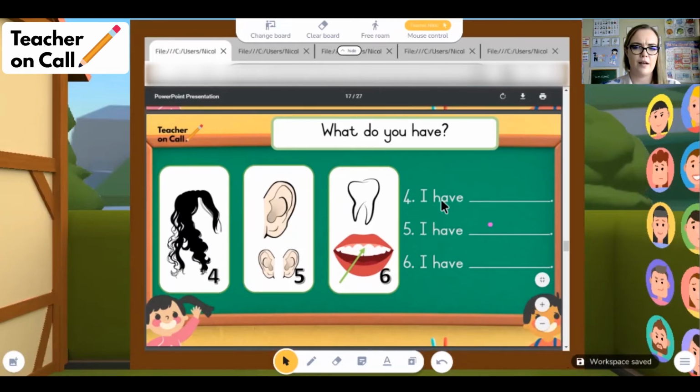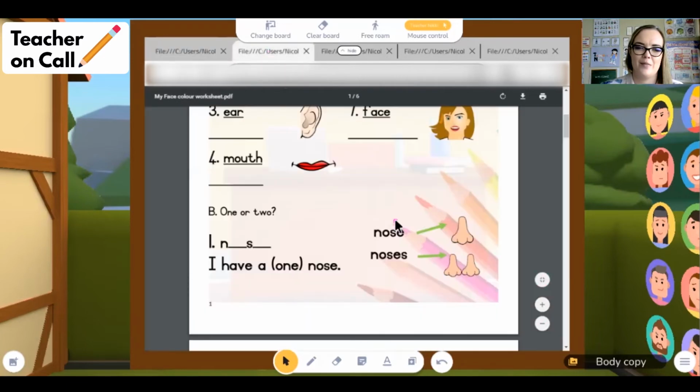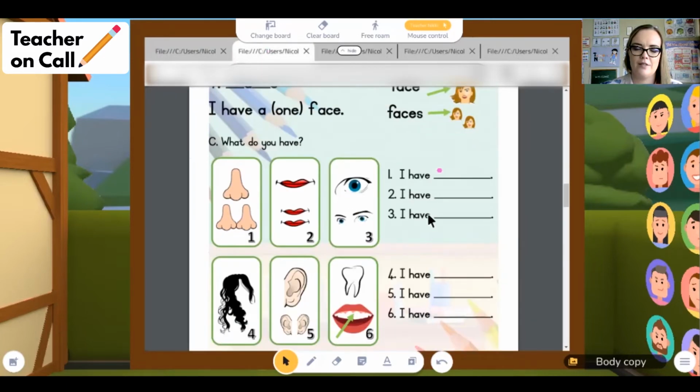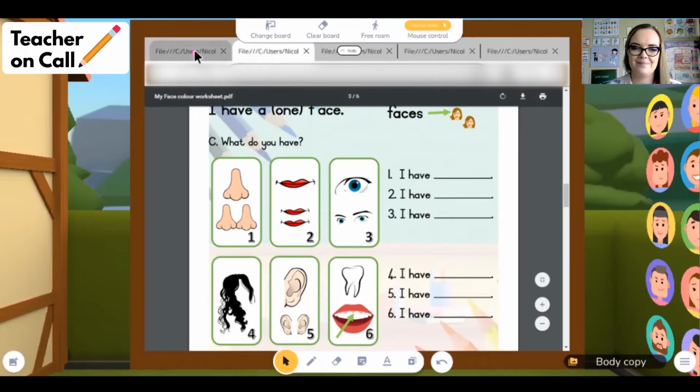What do you have? I have, I have, I have. What do you have? Remember on your worksheets, you can go ahead and fill in those answers.